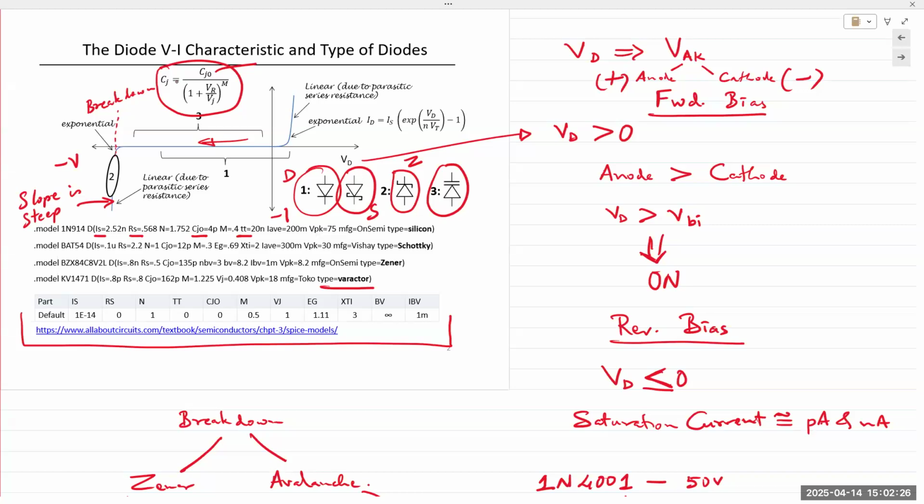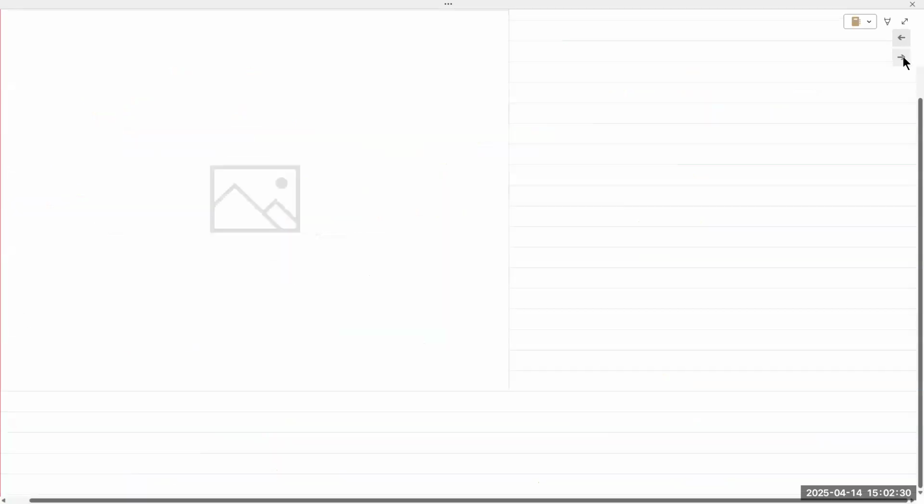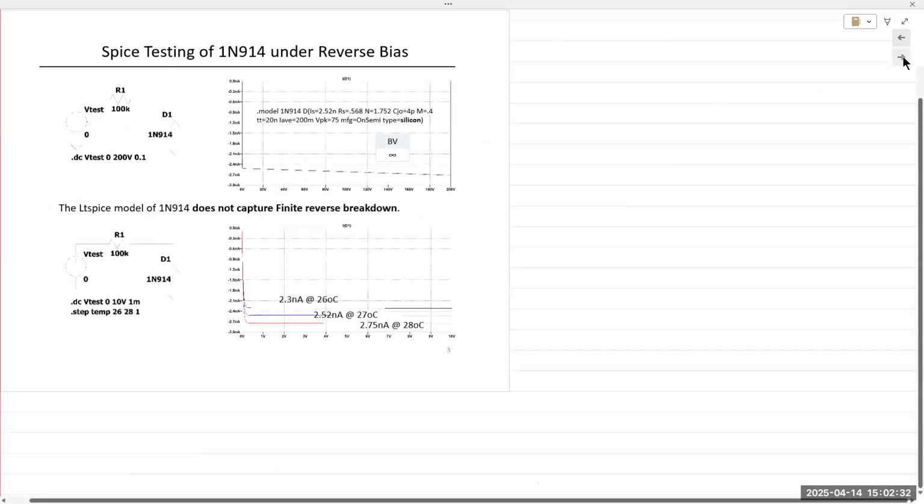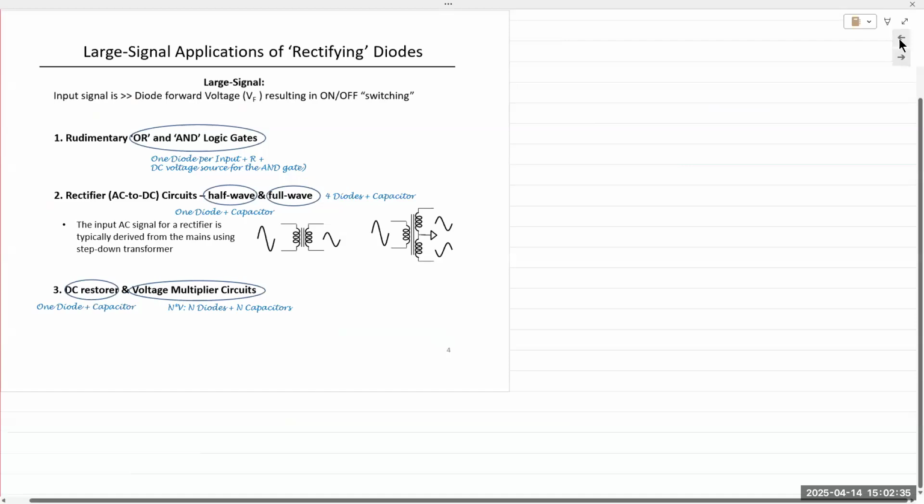Okay. So we'll end class here today, and we'll pick up here again on Wednesday. We'll look at large signal models of diodes and their applications.